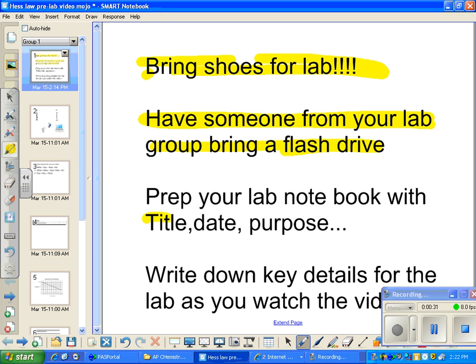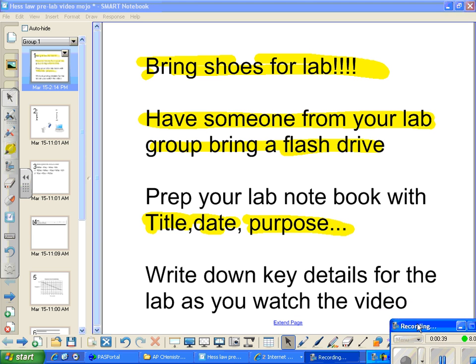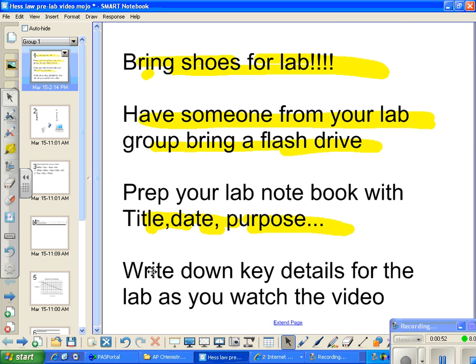Lab notebook needs to be prepped with the title, date, and the purpose of the lab, which we'll talk about in a second. And then finally, write down some key details from the video because there is a slight chance I could give you a pre-lab quiz. So if you watch the video, you know what you're talking about. It's real easy. If you don't know what you're talking about, you're going to waste my time. So write down the key details of the video as you go.